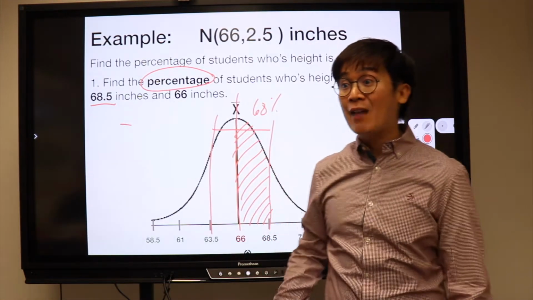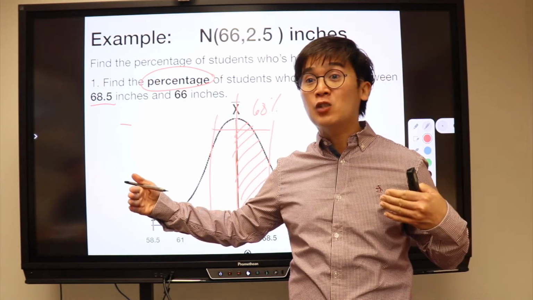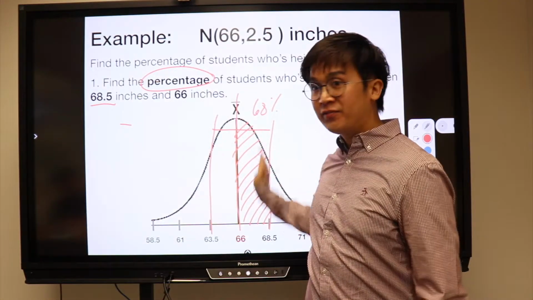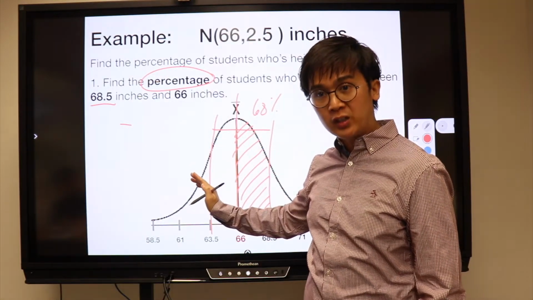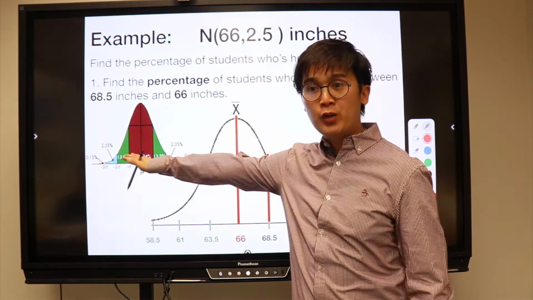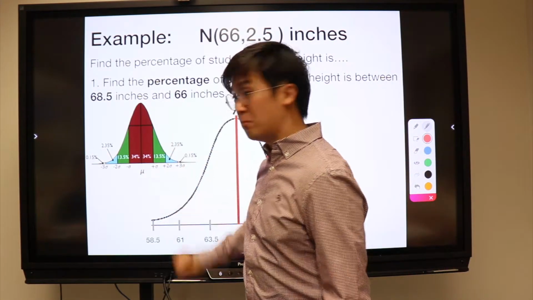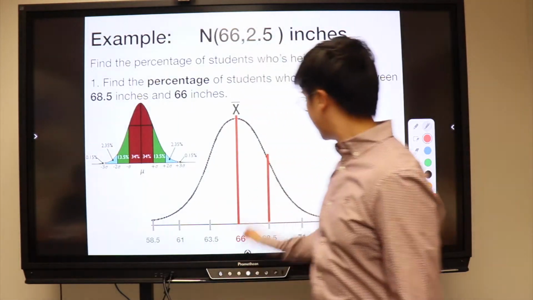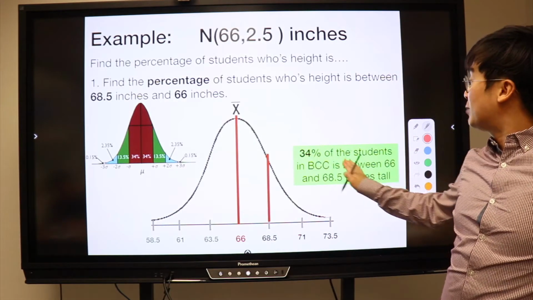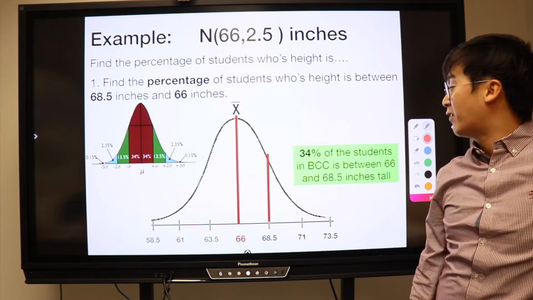In statistics, we have the empirical rule, and the empirical rule states that if you're within one standard deviation of the mean, you have 68% of your distribution in the normal curve. We use the modified version of our normal curve so that we can see it better. This much right here is 34%. So, to answer the question, 34% of the students at Barstow Community College are between 66 inches and 68.5 inches tall.